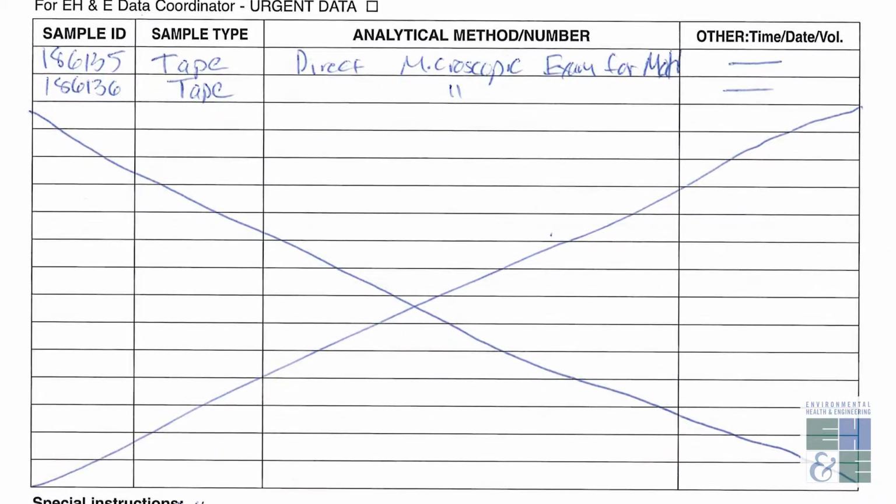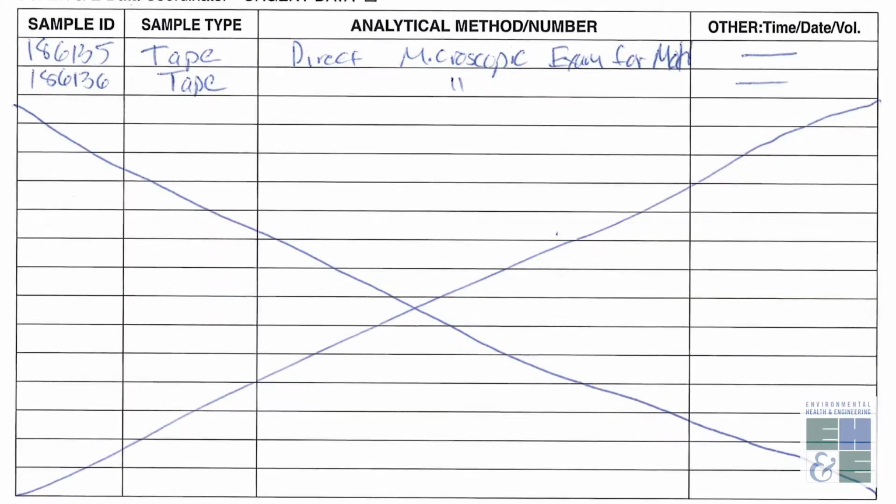When you fill out a chain of custody, it's important that all the lines be filled, so that in this case, I'm only using the top 2 lines, so I'm going to cross out the remainder of the lines on the form.